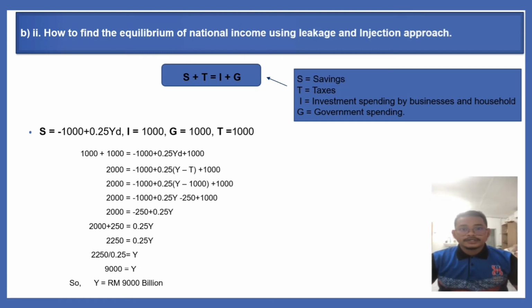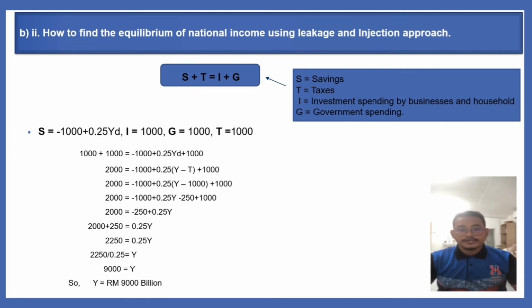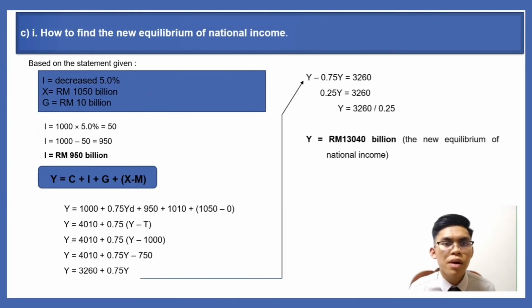For the leakage and injection approach, we will use I plus G equal to S plus T. After the calculation, we will get the equilibrium at 9000 billion. Okay, now I will explain how to find a new equilibrium of national income. Firstly, we must look at the information given in the text or question.